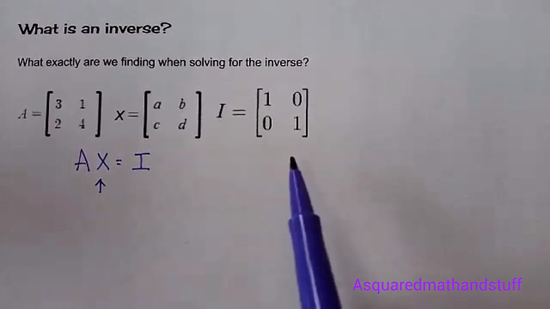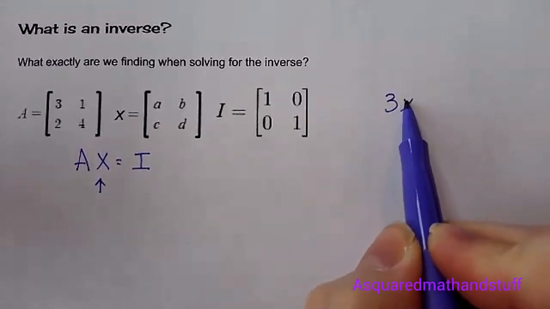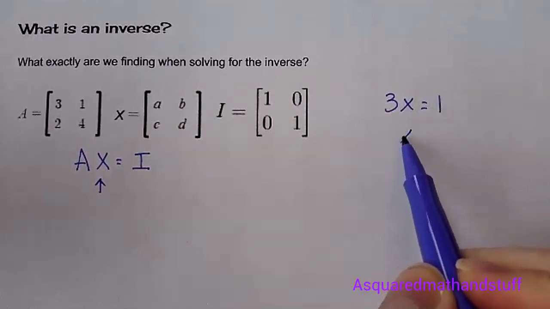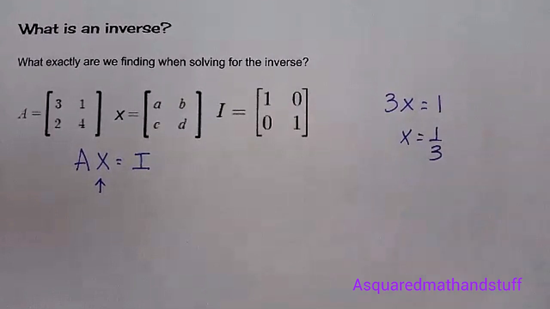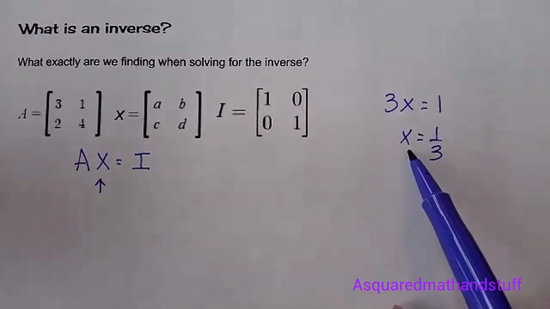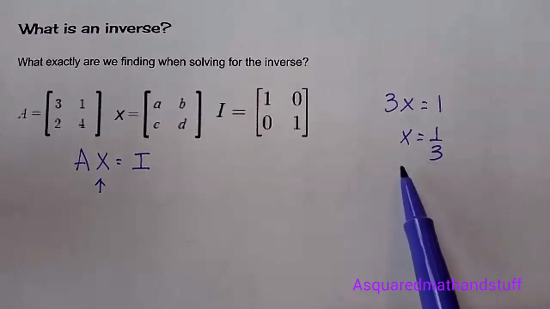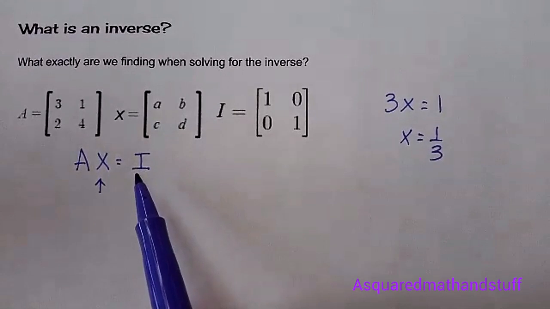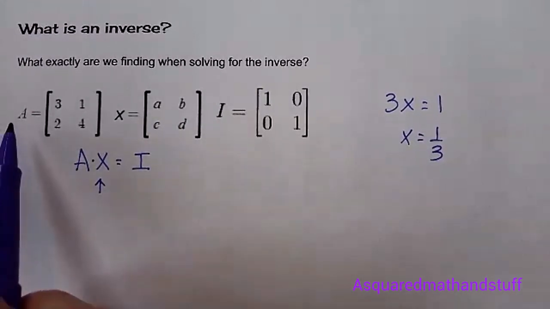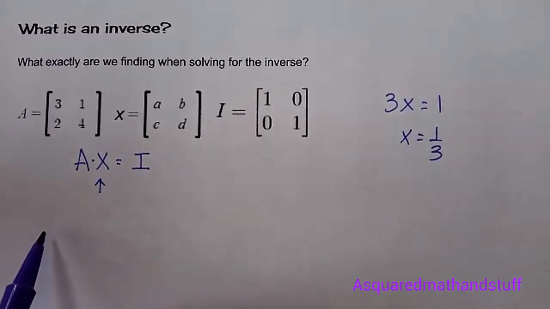If we think back to algebraic terms, when we had an equation of 3x equals 1, we divided both sides by 3, and we ended up with x equals 1/3. We are ultimately solving for this unknown value of x. However, it's a little more complicated than this because we're working with matrices. So this is a multiplication problem, so we need to multiply matrix A times matrix X. So let's go ahead and set that up.